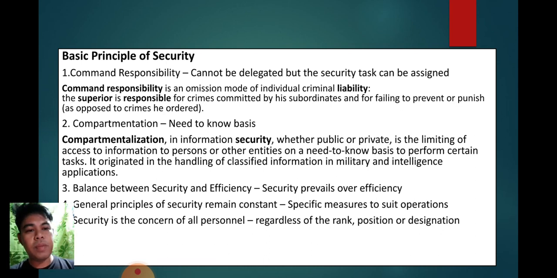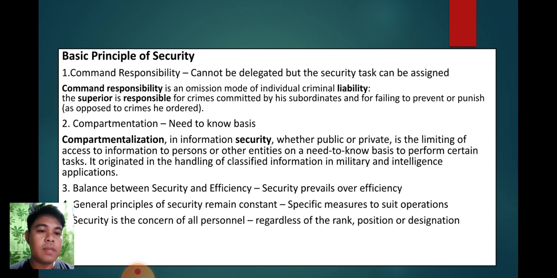Compartmentation, information security. So, whether public or private, is the limiting of access to information. So, need to know basis din. To person or other entities on a need to know basis to perform certain tasks. So may certain tasks ang mga tao na given the information. It originated in handling of classified information in military and intelligence applications. So it is applied in military and in the intelligence branch.